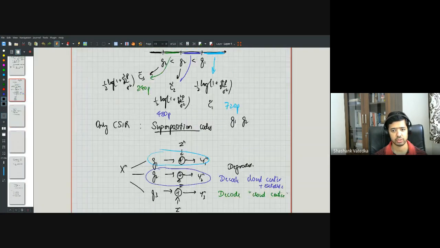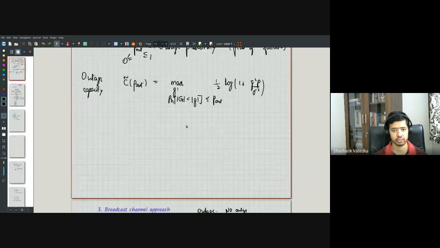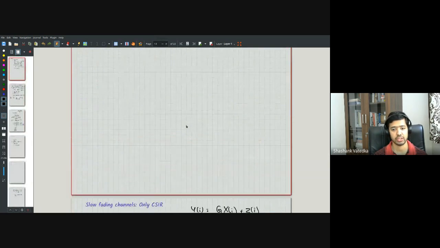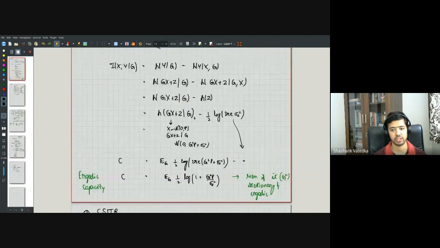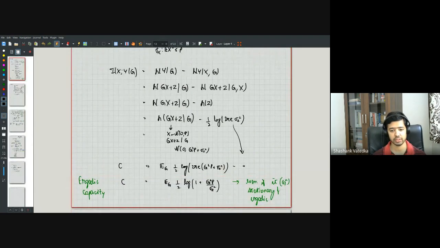We saw that for a slow fading, for a fast fading channel, we have a bunch of approaches. We know that if we have channel state information at only the receiver, then there is of course the standard notion of capacity, which is sometimes called the ergodic capacity, and the ergodic capacity of the fast fading channel with channel state information only at the receiver is given by this expression. It is the expectation over g of half log of 1 plus g square p over sigma z square.